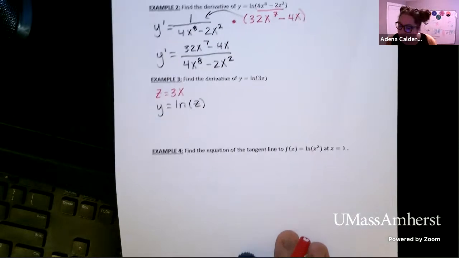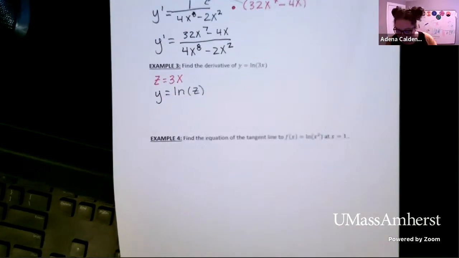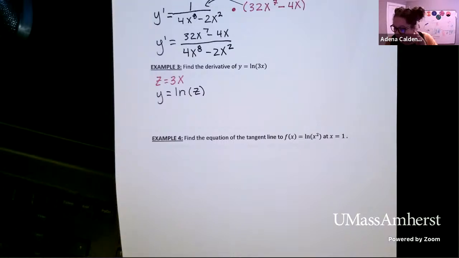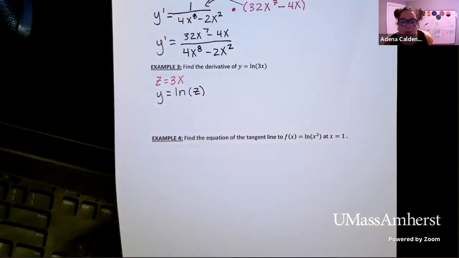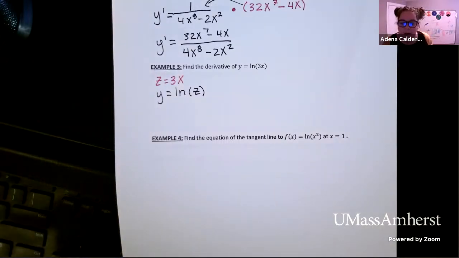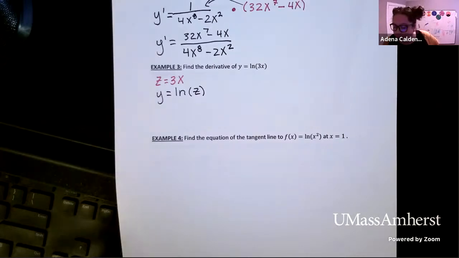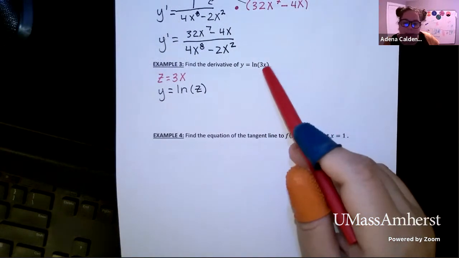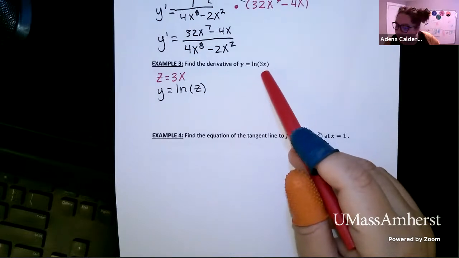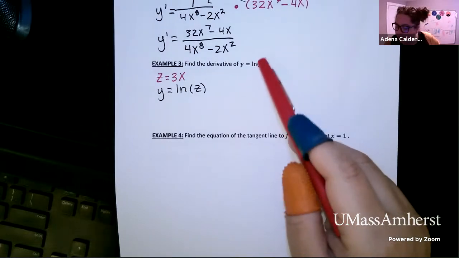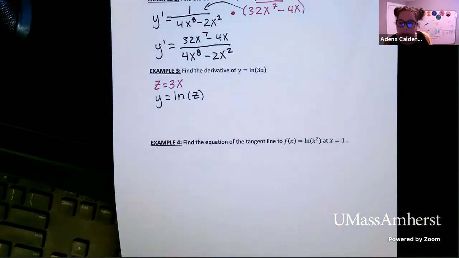Okay. Next, find the derivative of y equals the natural log of 3x. Now, this one might seem simpler than the last one we did, but more people tend to get this type of problem wrong because for whatever reason, they don't realize that that 3 turns this into a chain rule, right? So typically when students get this wrong, they say the derivative is 1 over 3x, and that's all they write. But let's see what actually happens here.